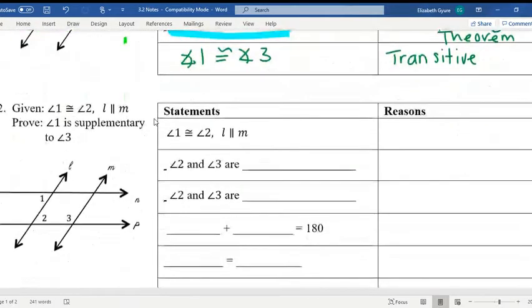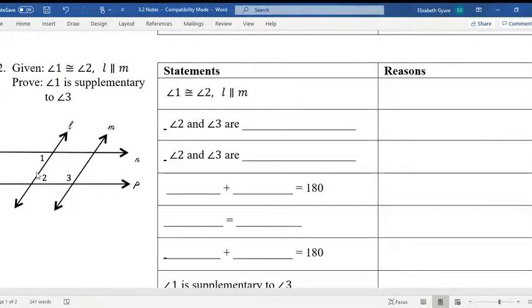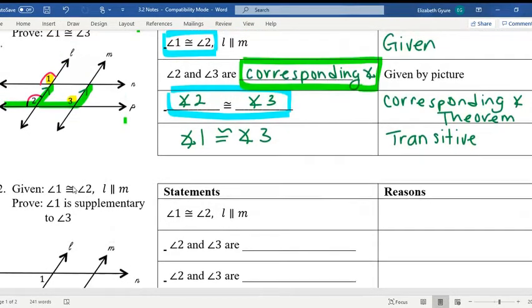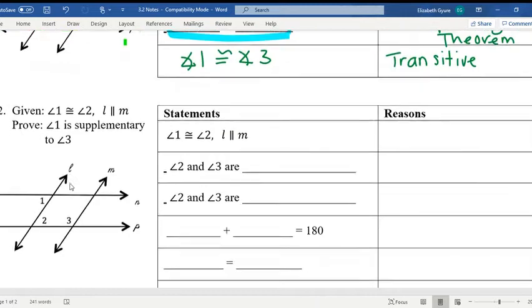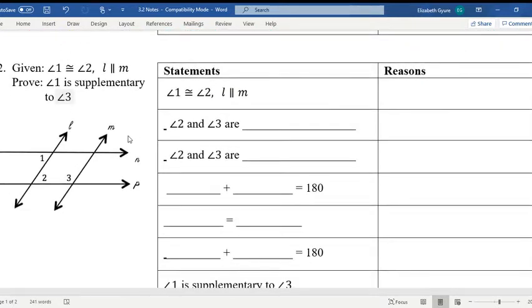Okay. The next one, number 2, we are given that angle 1 is congruent to 2, angle L is congruent to M. This time, prove 1 and 3 are supplementary. So you'll notice it's almost the same picture, just some different things are labeled, right? And this time, we're trying to prove angles are supplementary instead of congruent. Do we have an angle relationship, though, that is supplementary? One of our new ones? Which one, Anna? Same side interiors. And if you look at your picture, do we have some same side interior angles? Which ones? 2 and 3.